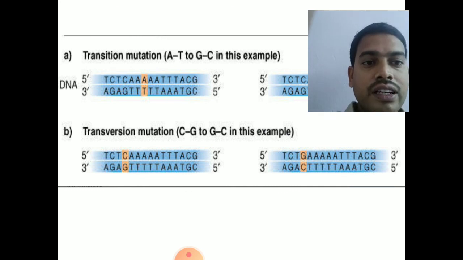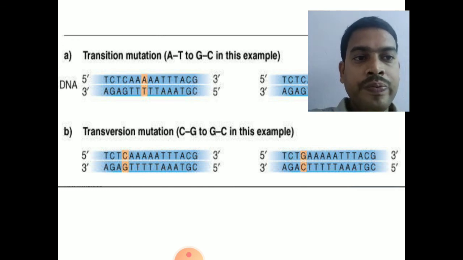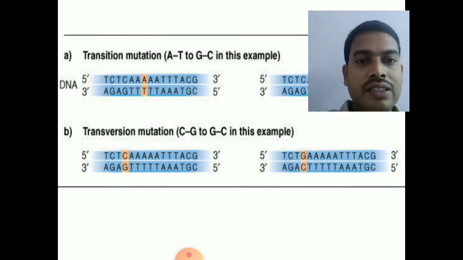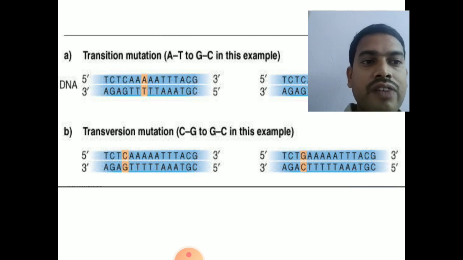Transversion: if a purine is replaced by a pyrimidine, or a pyrimidine by a purine. You can clearly see in B, cytosine, a pyrimidine, is replaced by guanine, a purine. Guanine, a purine, is replaced by cytosine, a pyrimidine. So this is called transversion. In substitution, if a purine is replaced by a purine, it is a transition; if a pyrimidine is replaced by a purine and vice versa, it is a transversion. So these are substitution mutations.